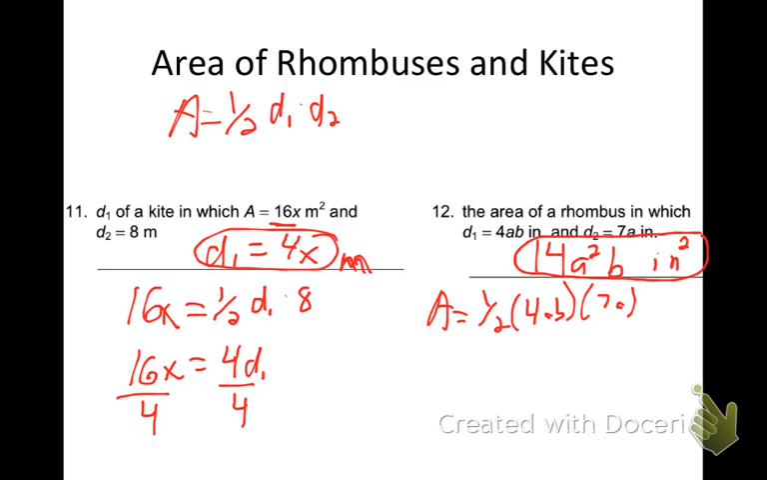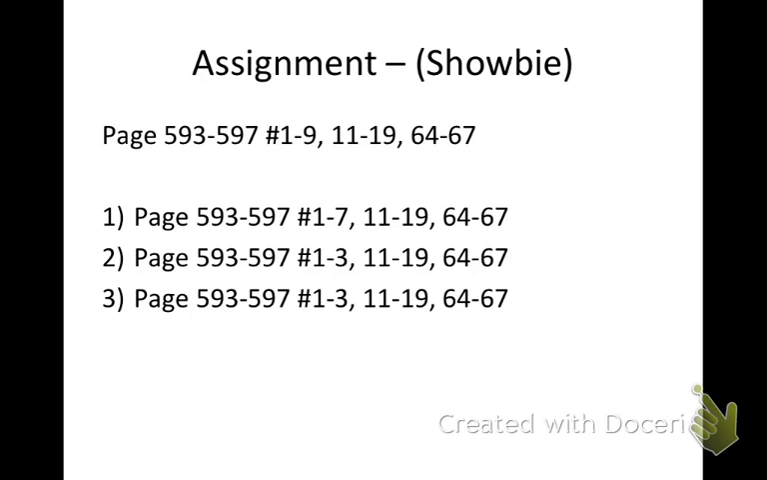So why do you multiply? Why did I multiply? Because that's the formula. Formula is 1/2 times the diagonals. So 1/2 times 4 times 7 gives me 14. A times A is A squared. And I get B. Here's your assignment.